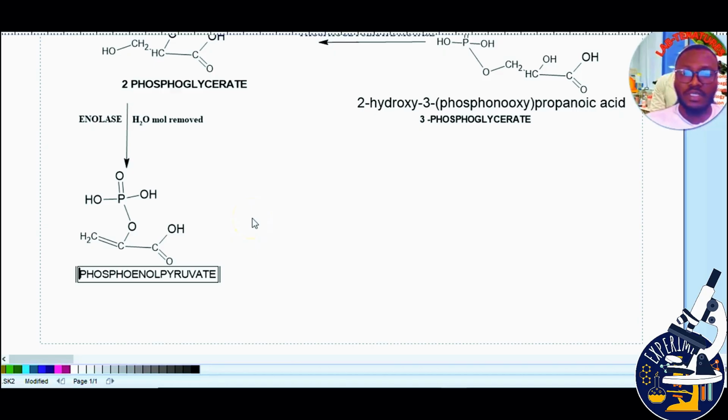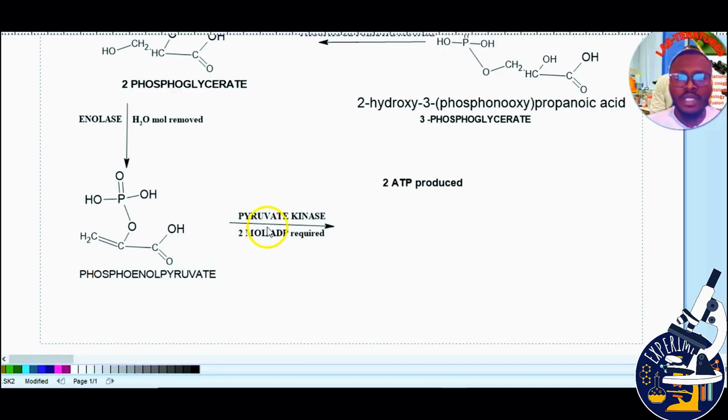So let me quickly draw the structure up here and we will discuss it further. And of course, yes, I've written in this reaction line the pyruvate kinase enzyme required to catalyze this process. And of course, these 2 moles of ADP will be required to receive 2 phosphate groups to form 2 molecules of ATP. That's why I've written here as 2 ATP will be produced.